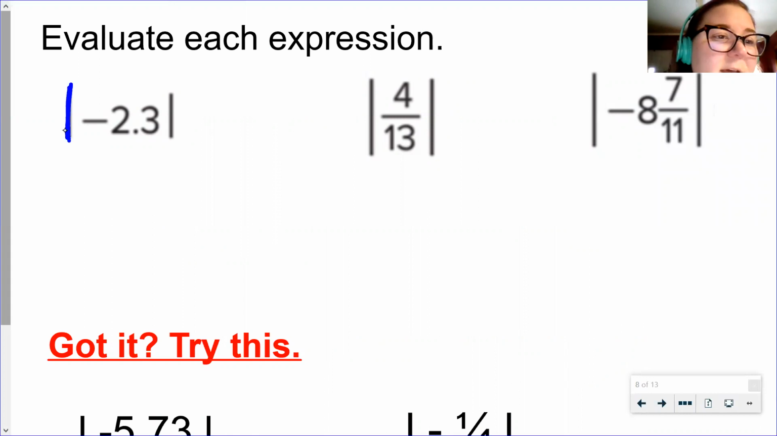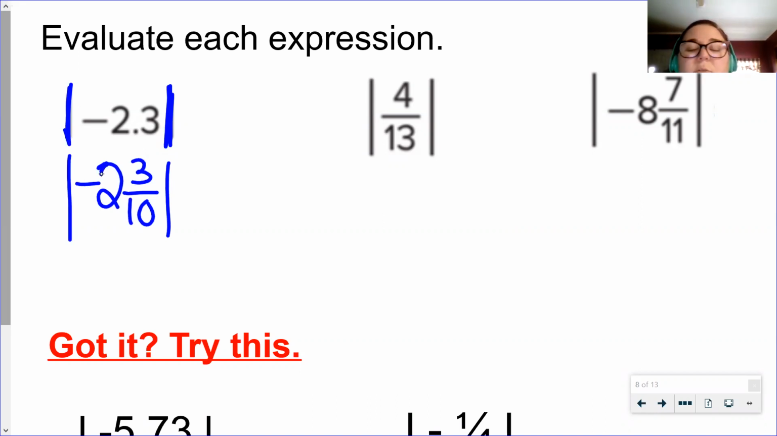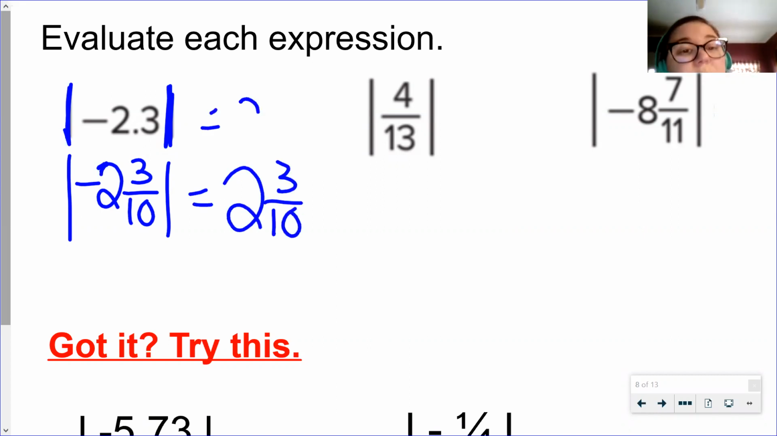If I take the absolute value of negative 2 and 3/10, which I could also write like this, negative 2 and 3/10, right? It's rational. I could write it as a fraction. How far is that from 0? You said 2 and 3/10. Guess what? You are correct. It is 2 and 3/10 away from 0.